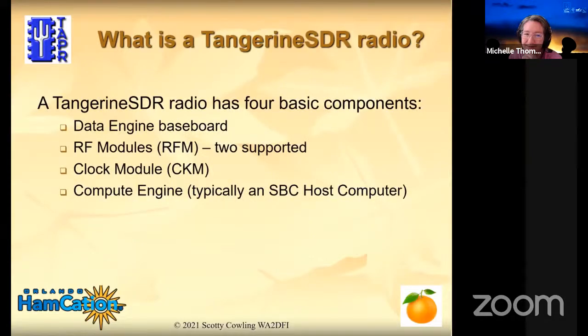So what are the components of the Tangerine SDR radio? Actually, it has 4 components: a data engine baseboard, kind of like a small motherboard; RF modules, there are 2 sockets for them, so you can use 2 of the same or 2 different ones; a socket for a clock module, and currently there's plans for one particular type of clock module, but we're open to future modules depending on the performance required; and a compute engine, which is typically a single board computer or a host computer, a remote computer. Not really part of the Tangerine, but as you're going to see, it's important to include this as integral to the Tangerine SDR radio as a system.